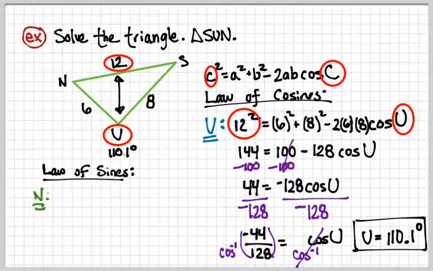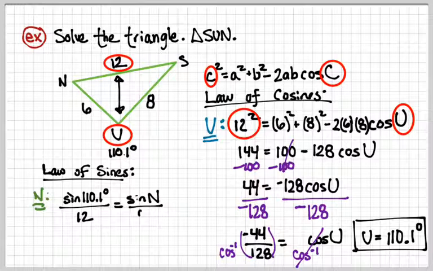So we'll start with sine of 110.1 degrees divided by 12 is equal to sine of n. We're solving for n, and the opposite side of n is 8. That's back to what we did last week. Go ahead and cross multiply. You're left with 8 sine 110.1 equals 12 sine of n.